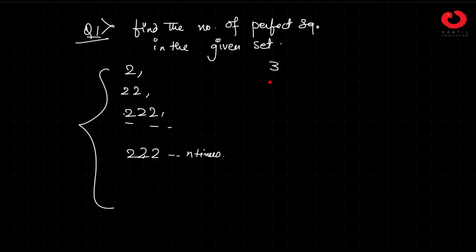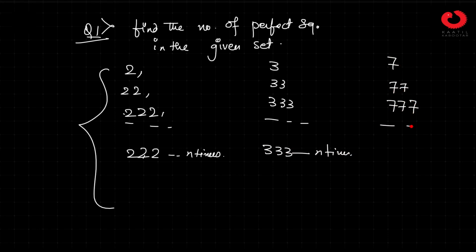Then the n plus first element is 3, 3, 3, and so on, 3 repeated n times. Similarly, 7, 7, 7, and so on, 7 repeated n times. Now you can see that in this particular set there are many elements. Actually, there are 3n elements: n elements over here, n elements over here also, and n elements over here also. So a total of 3n terms are there in this set. The question is asking how many perfect squares are there in this particular set.